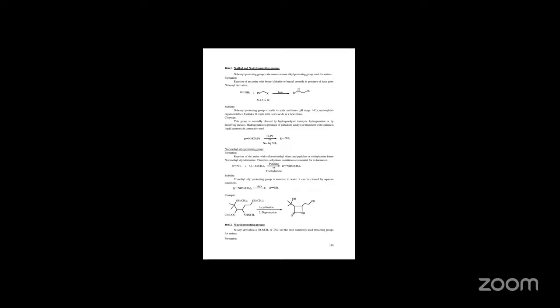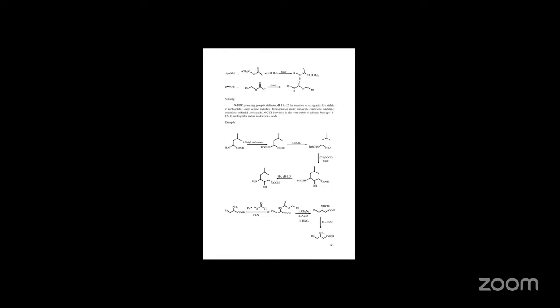N-acyl protecting groups. When primary amines react with acetic anhydride or acyl chloride, the N-acyl group is formed. Then this N-acyl group under acidic conditions returns the amine group.